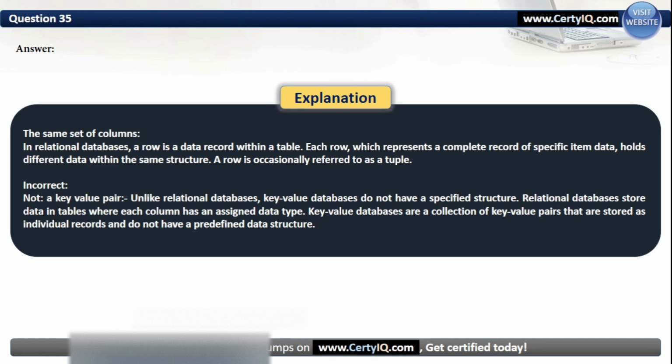In relational databases, a row is a data record within a table. Each row, which represents a complete record of specific item data, holds different data within the same structure. A row is occasionally referred to as a tuple.